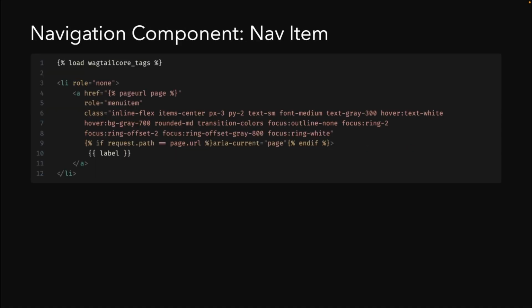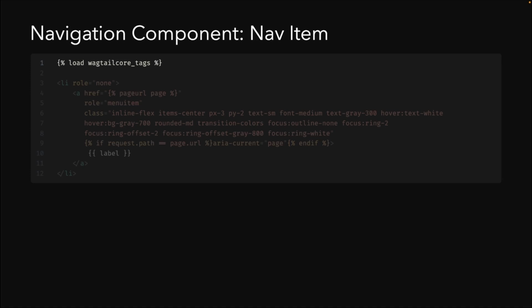In the individual navigation component, we load the Wagtail core tags, create a hyperlink to the page URL of the page that's passed into this component, set the role to menu item, define our Tailwind styles, and highlight the current navigation item if the request path matches the page URL.